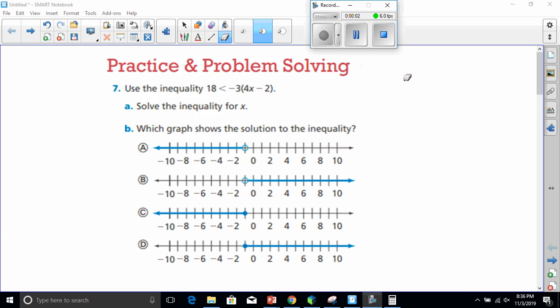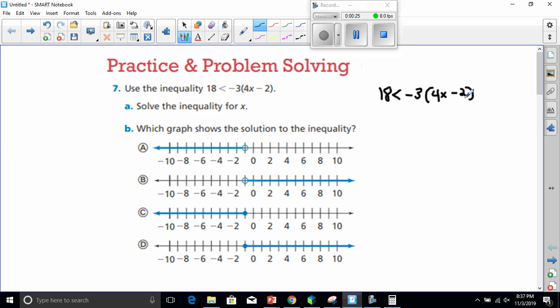All right, everybody, tonight we're going to be doing practice of problem solving for solving multi-step inequalities. I will do the odd ones, so I'll start with number 7. We have the inequality 18 is less than negative 3 times 4x minus 2.